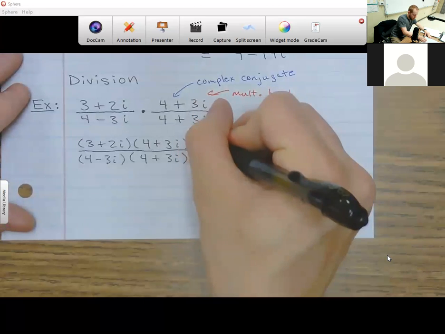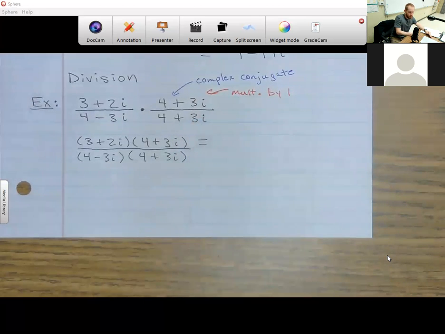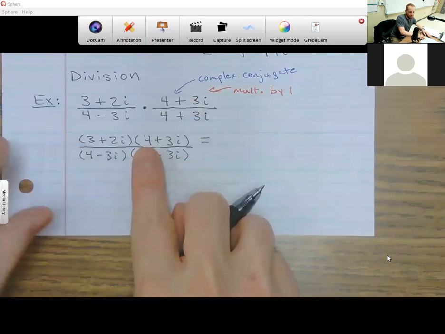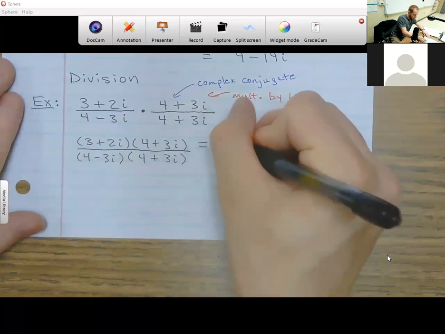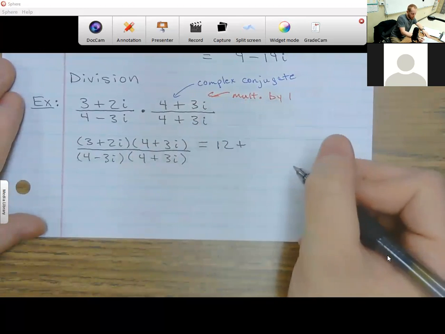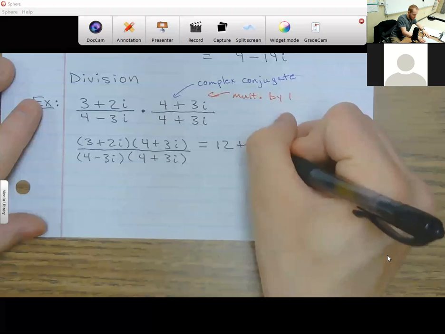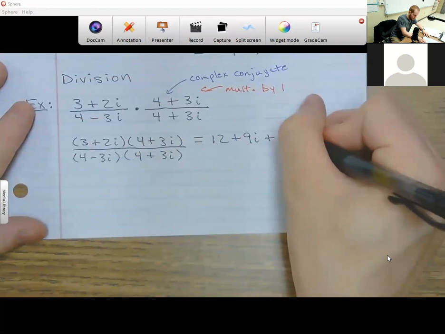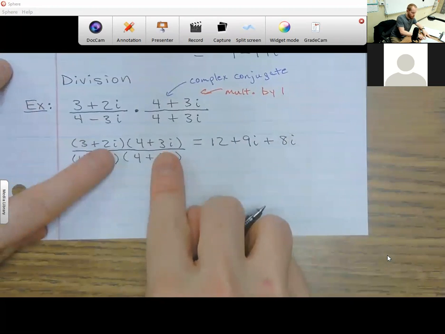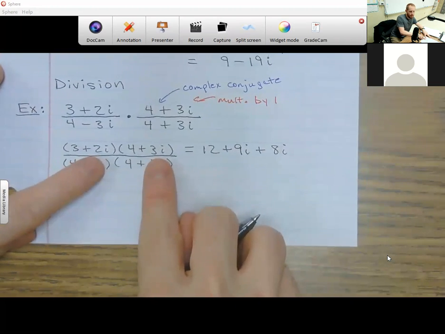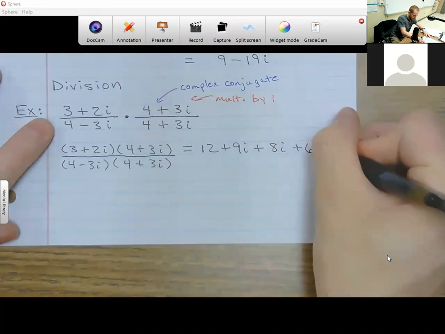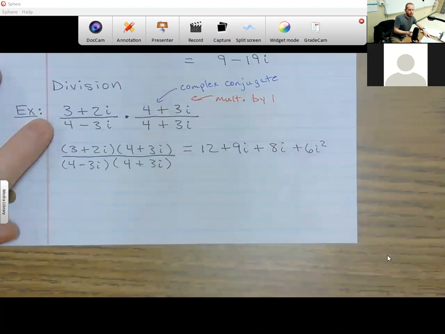So doing the top part, we do the FOIL method, right? I do the first two parts together, which is 3 times 4. That's going to give me 12. I do the outer two parts together to give me a 9i. And the inner parts are actually going to give me 8i. And then the last two parts, that 2i and that 3i, that's going to give me plus 6i squared. Okay, so now that I'm done with the top, I'm going to move on to the bottom.